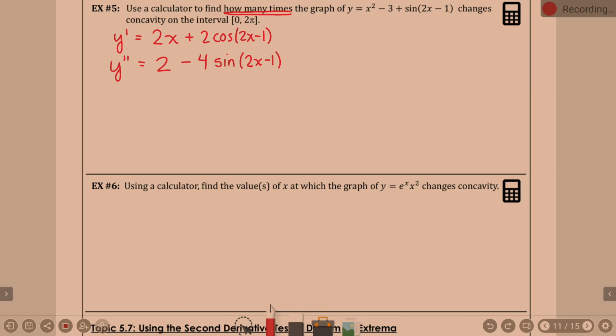Okay, so officially, we're going to set the second derivative equal to 0. And what we want to know is how many times it changes concavity, which means what we really want to know is how many times the second derivative equals 0. What's going to be the best way to do that on the calculator?